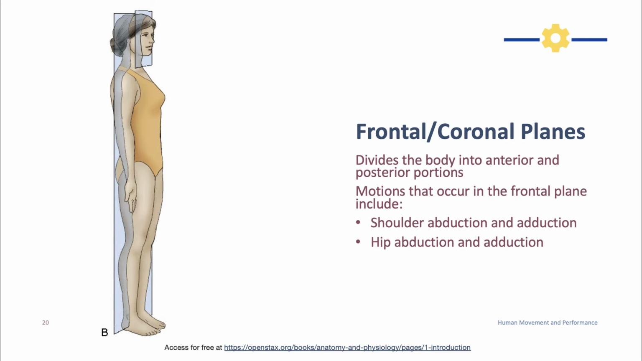So motions that occur parallel to this plane typically are abduction and adduction movements, toward and away from the midline. They include such motions as shoulder abduction and adduction, hip abduction and adduction, or spreading the fingers and pulling the fingers back towards the midline.